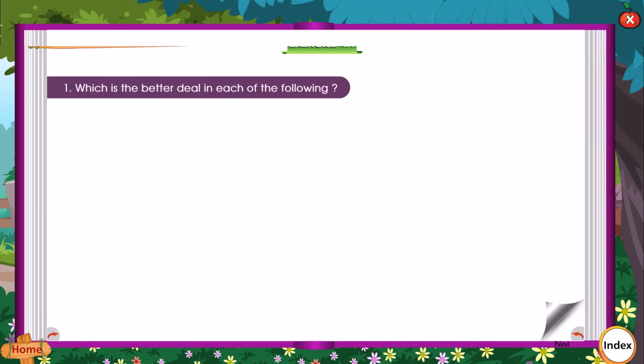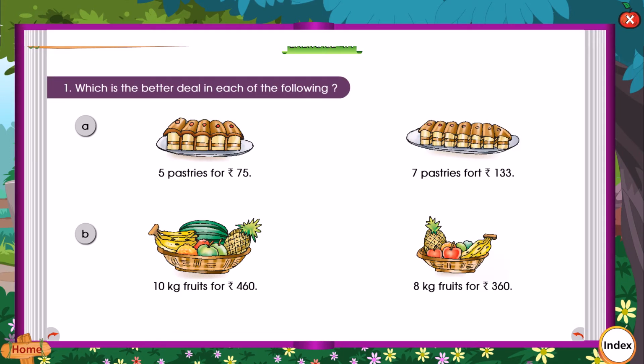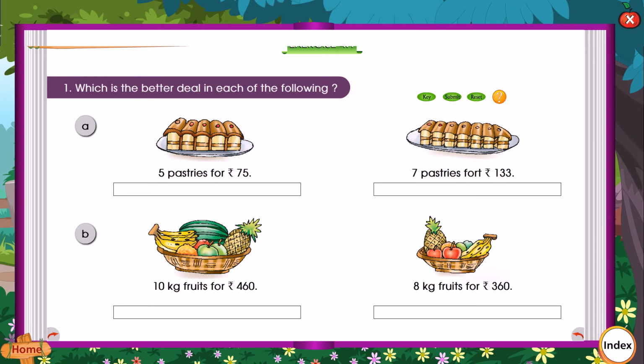Exercise. 2. Solve the following questions.